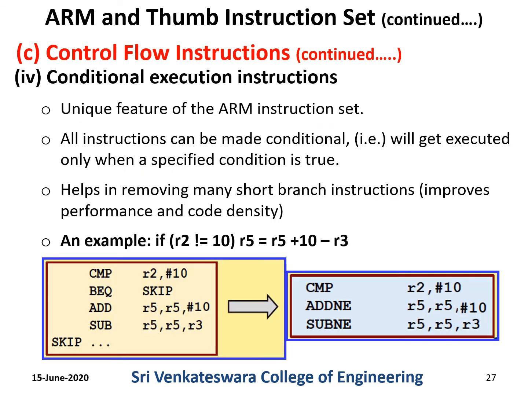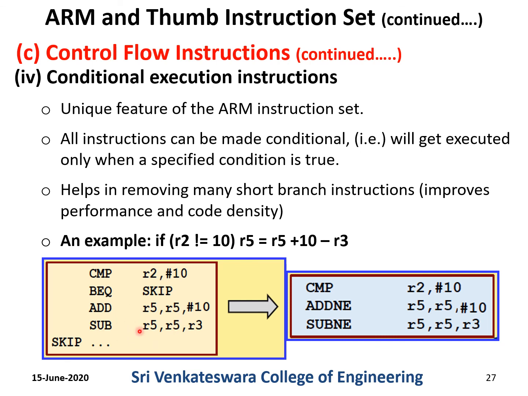So the next type of control flow instructions are conditional execution instructions. Conditional execution instructions are a unique feature of the ARM instruction set. These kinds of instructions are executed only if a specific condition is true, and it helps in improving the performance of the program as well as the code density. So improving the performance means reducing the time to execute a particular instruction. Usually branch instructions take more time for execution compared to conditional execution instructions.